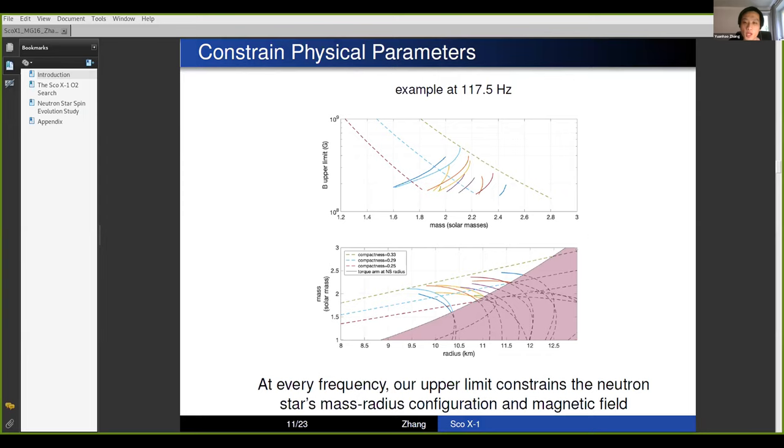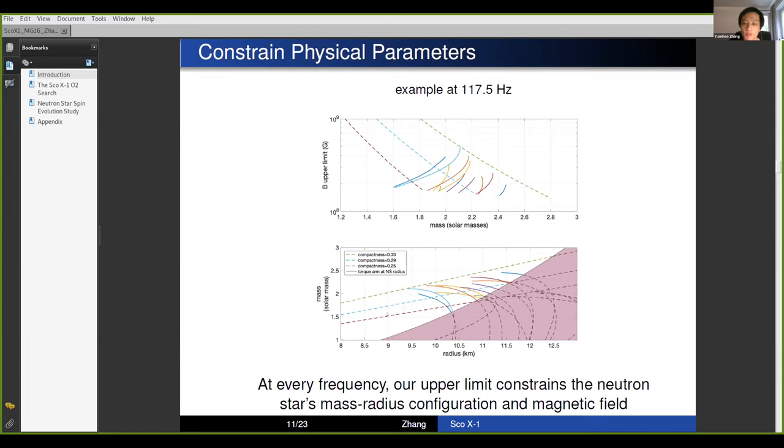If we relax our assumption that the neutron star is canonical, we can actually put some constraints on the configuration of a neutron star and the magnetic field on it. In this shaded area, every point corresponds to a mass-radius combination. If the neutron star is in torque balance, it should emit stronger gravitational waves than our upper limit, since we don't have a detection. So we can exclude this region.